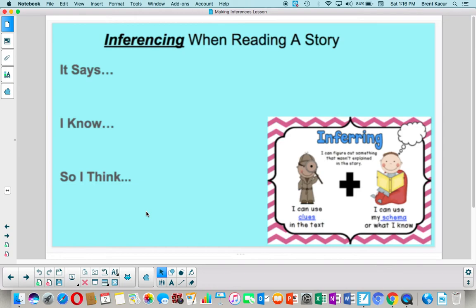You can use your clues in the text plus your schema and produce an inference. I can figure out something that wasn't explained to me in the story by using the clues that I was given and by using my own background knowledge, my own schema. I can figure it out. So go ahead, replay this video if you need further clarification of what inferencing is. If you feel comfortable where you're at, you may go ahead and complete Mr. Giordano's assignment on inferencing.